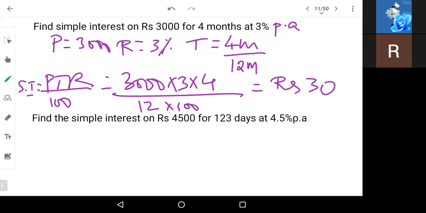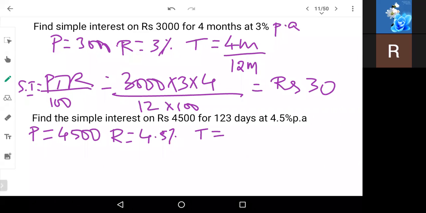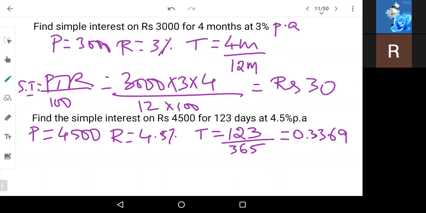Now here come the days. So what do we do? Principal is 4500. Rate of interest is 4.5% per annum, which means for 1 year. Now time is equal to 123 days. In 1 year, how many days will you have? 365. So 123 by 365. Now find the decimal point. 123 divided by 365 is 0.3369. We'll take 4 decimals for our safety.